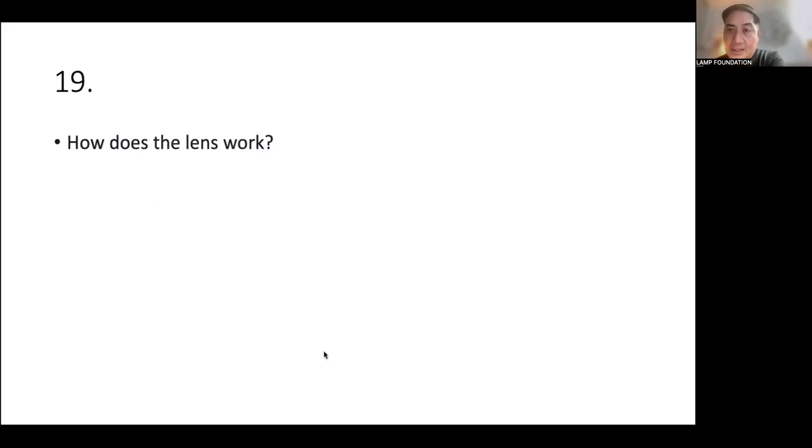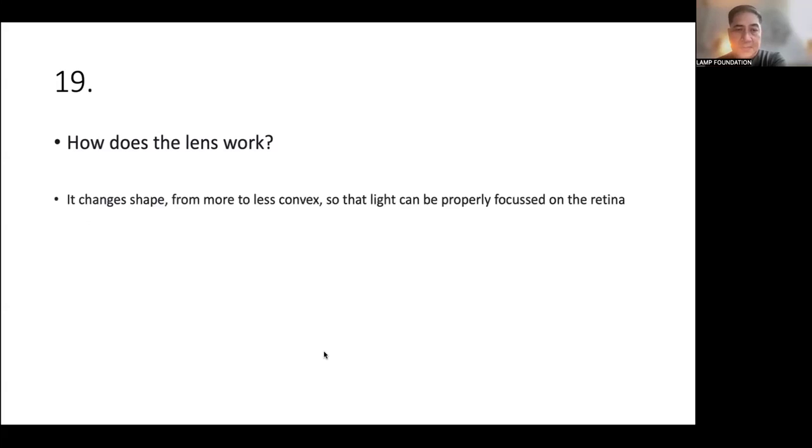How does the lens work? Our crystalline lens changes shape from more or less convex so that light can be properly focused on the retina.